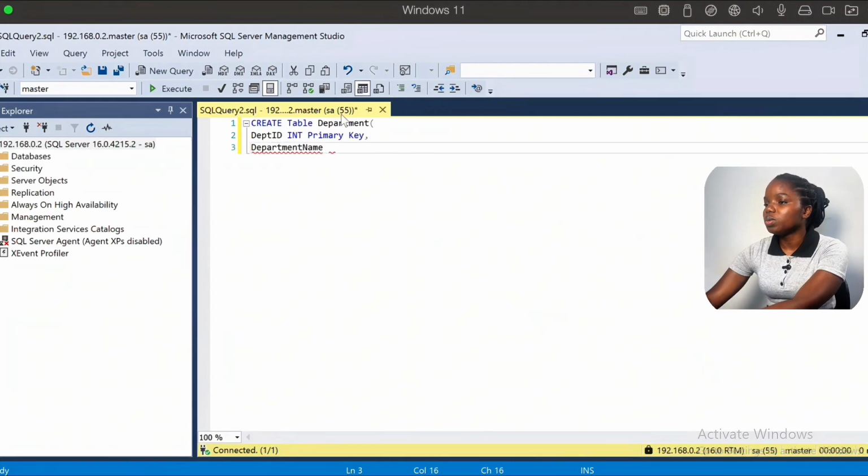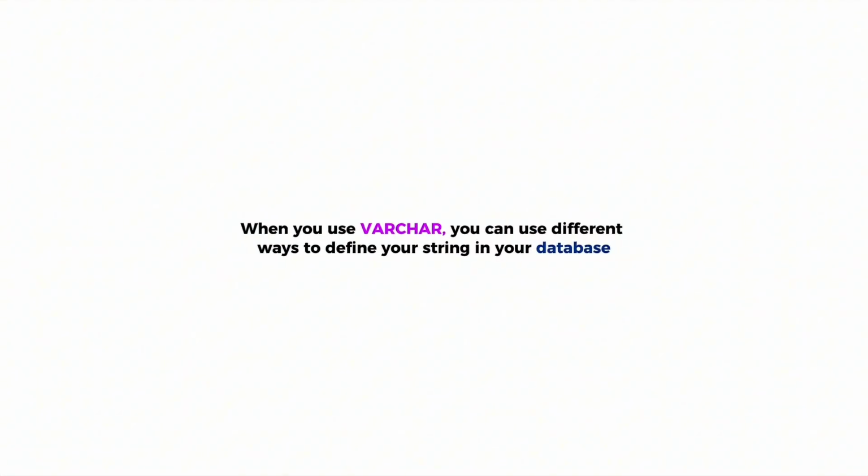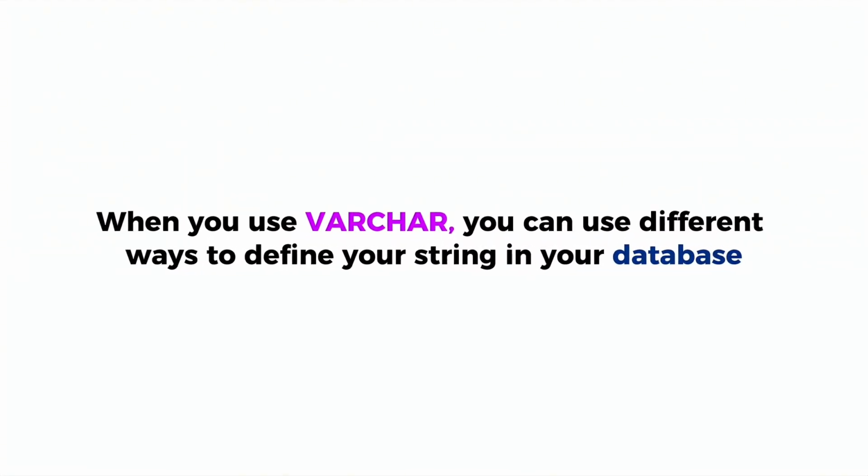So department name would be varchar and it's going to be, let's say 20. So what this means is that when you use varchar, you can use different ways to define your string in your database. So when you use varchar, you are saying that this is a variable character or a variable text. So I stored mine as varchar 20.